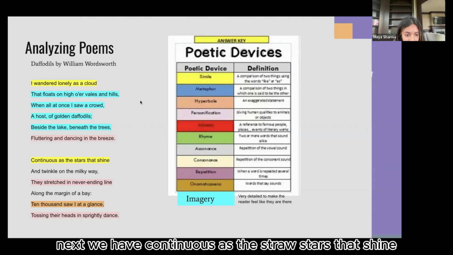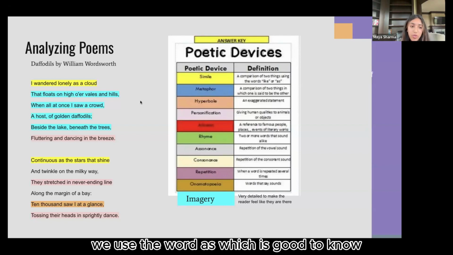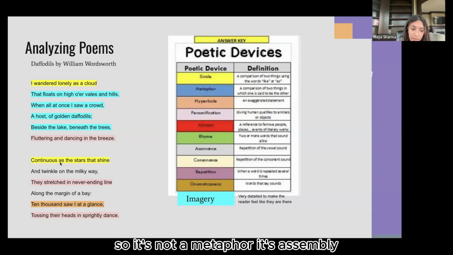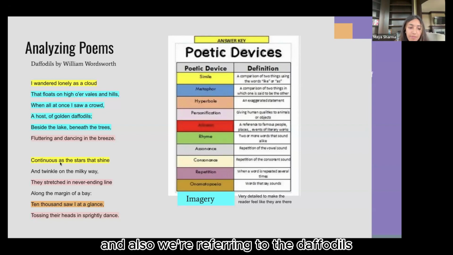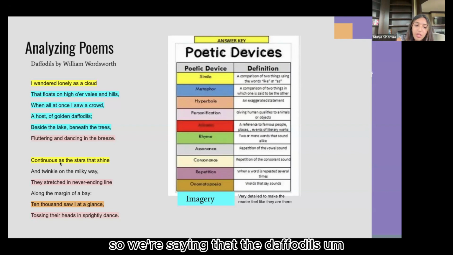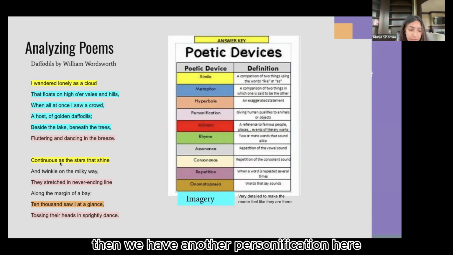Next, we have continuous as the stars that shine. This is also a simile. We use the word as, which is good to know. So it's not a metaphor, it's a simile. And also, we're referring to the daffodils. So we're saying that the daffodils are like stars. And then we have another personification here.